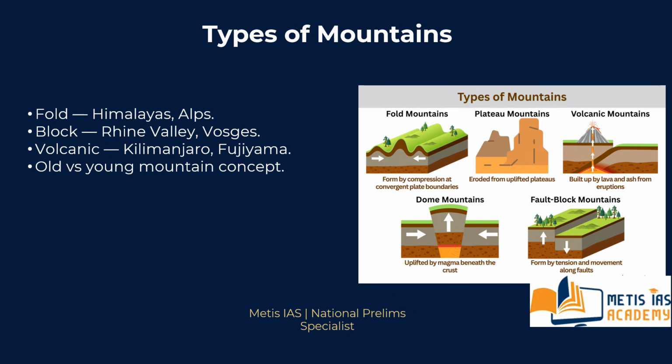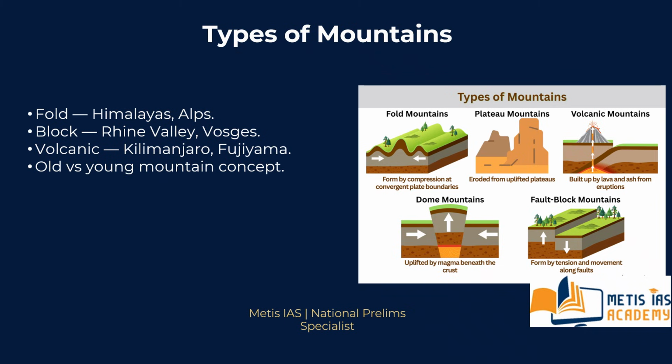And one more thing, we have to discuss the types of mountains. Those are fold mountains, block mountains, and volcanic mountains. The Himalayas, Alps, Andes, Kilimanjaro, Fujiyama, Rhine Valley, and Vosges are a few examples of these fold, block, and volcanic mountains. Some mountain systems consist of parallel ranges extending over hundreds of kilometers.